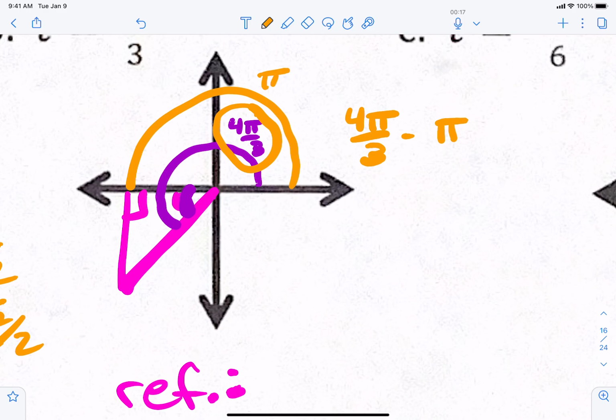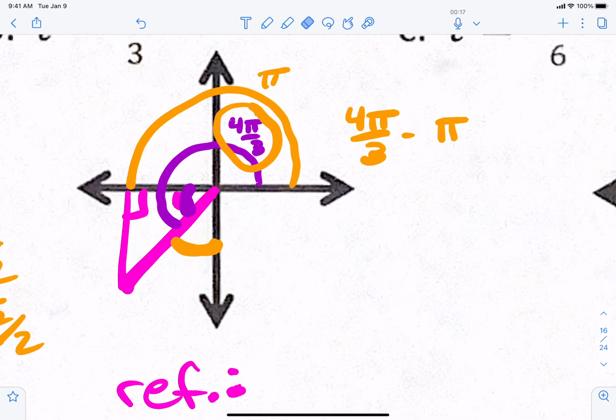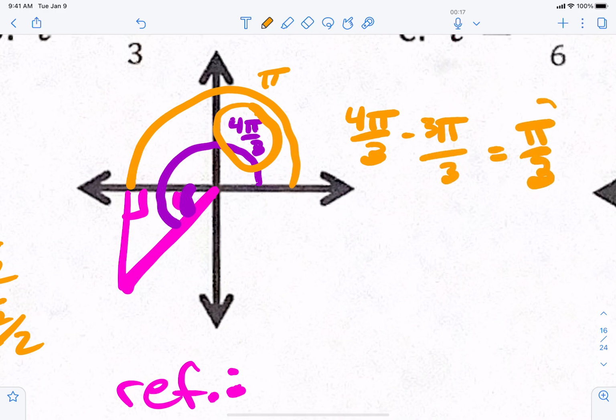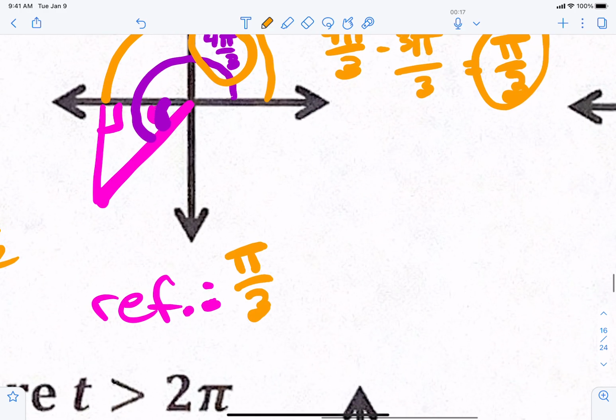Why don't we do 270? Because that would be an hourglass. We're doing bow ties. 270 would be this guy right here. We don't want that angle. So 4 pi over 3 minus 3 pi over 3 is just pi over 3. That's the answer. That's the reference angle, pi over 3. Do you see how to find the reference angle?